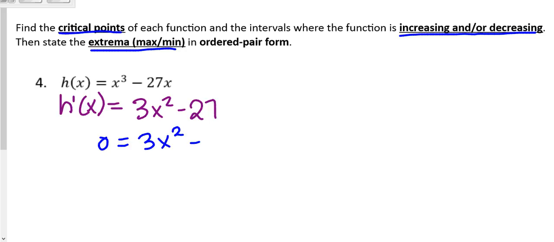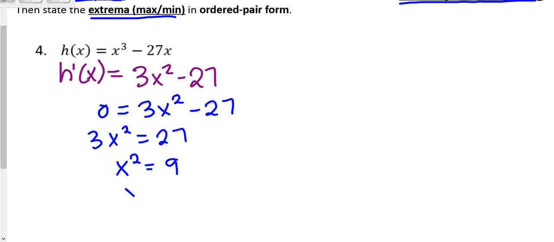We get 3x squared minus 27. Add the 27. We have 3x squared equals 27. Divide by 3. X squared equals 9. When you take the square root, do not forget the positive and negative. So we have two critical numbers. We have -3 and +3. Don't forget that you have a negative and positive when you take the square root.